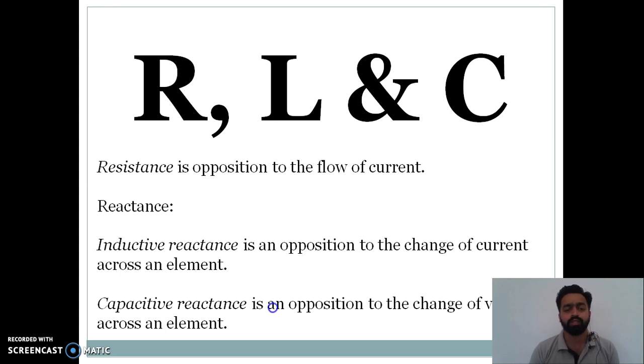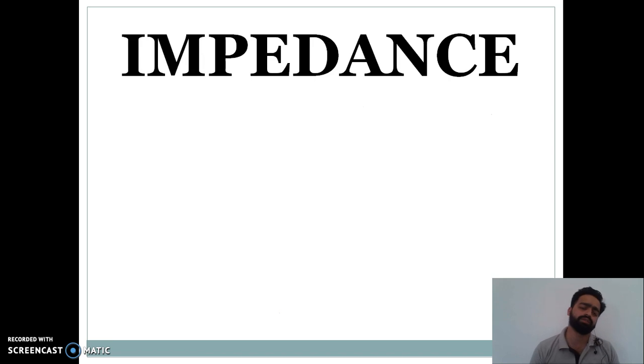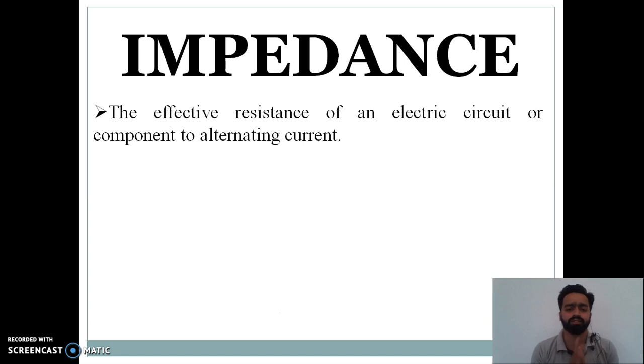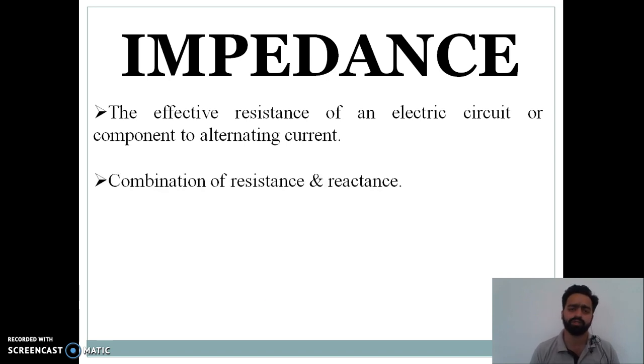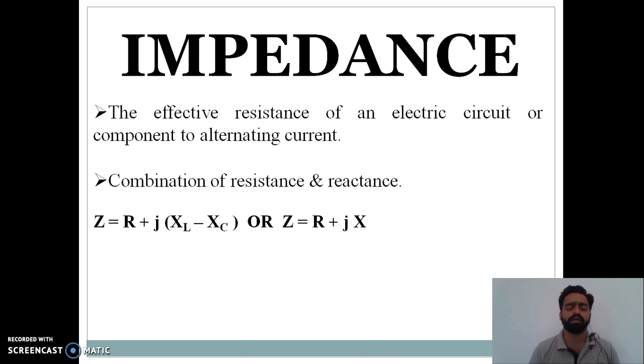of the element. Now further, as the topic is impedance, we need to understand what impedance is. So impedance is the effective resistance of an electrical circuit when you have alternating current. So it is a combination of resistance and reactance of the circuit. Further, impedance mathematically can be given as Z is equal to R plus j (XL minus XC), where XL is inductive reactance and XC is capacitive reactance. In other words, you can say Z is equal to R plus jX, where X is equal to XL minus XC. Now what is XL and what is XC?